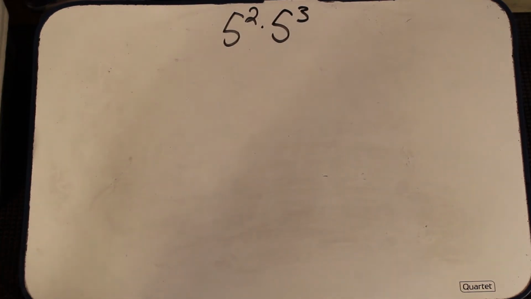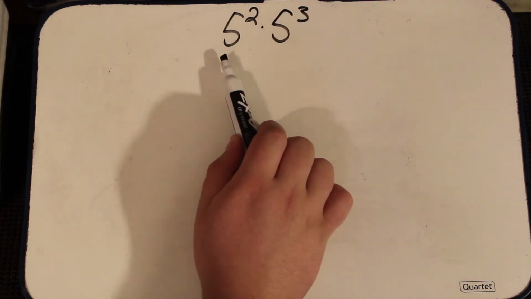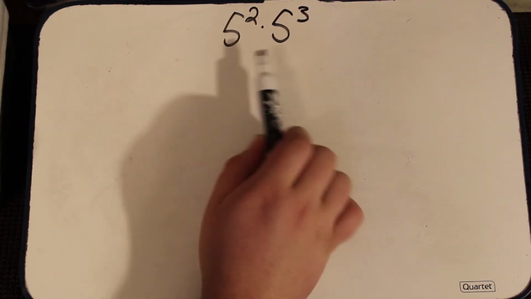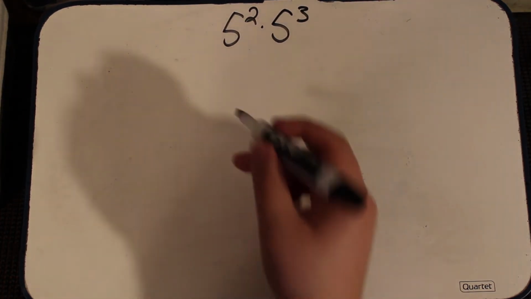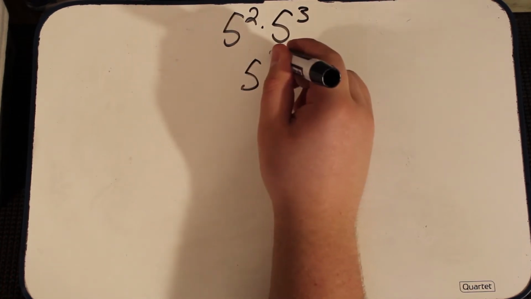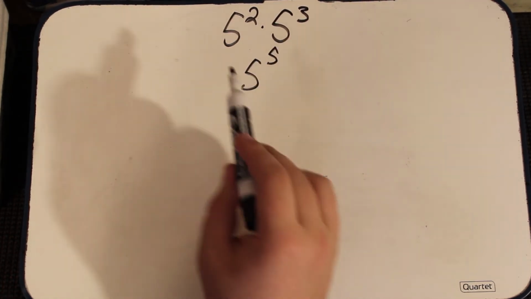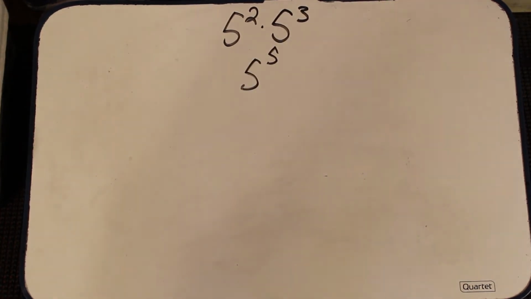So when I'm doing this, I'm looking and I'm checking, and I'm seeing, oh, is this the same base? Well, 5 and 5, those are the same. That's the same number, so it's got to be the same base. So I can rewrite this a little differently. Notice, I kept the same base. All I did was add the exponents together.